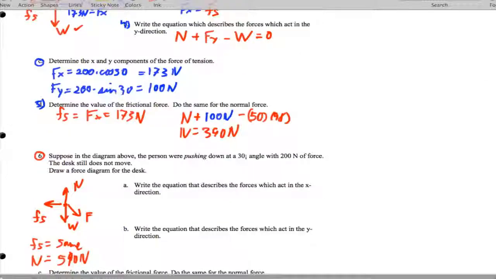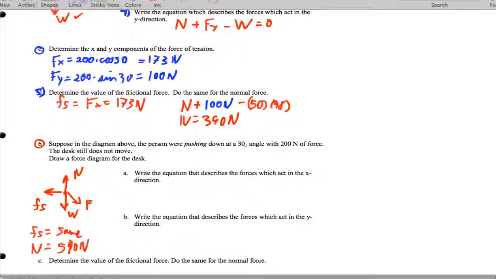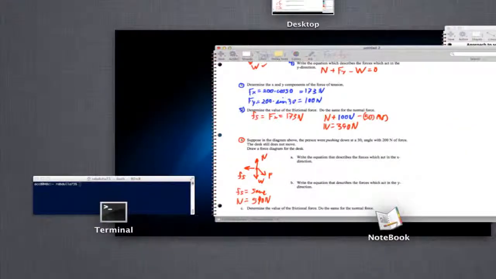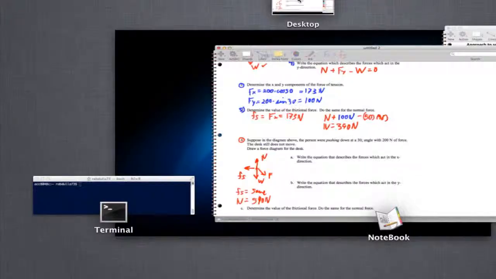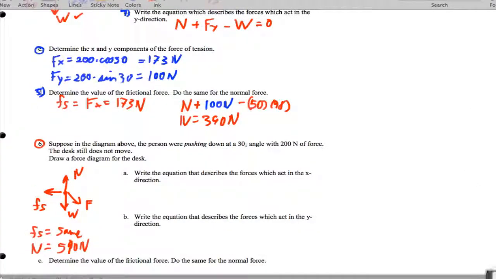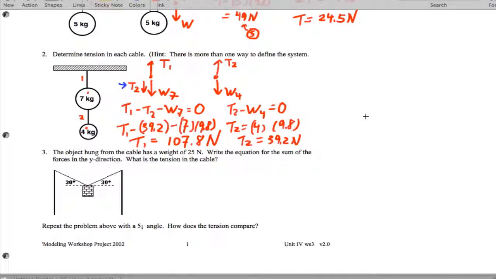And when you're done with those worksheets, as the instructor or the sub has told you, you need to go ahead and work on the problems from, let me find the packet. You want to work on the problems from this packet right here.